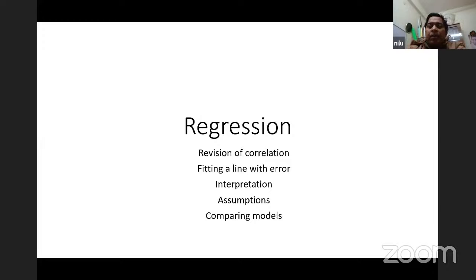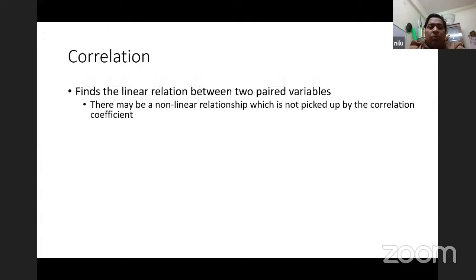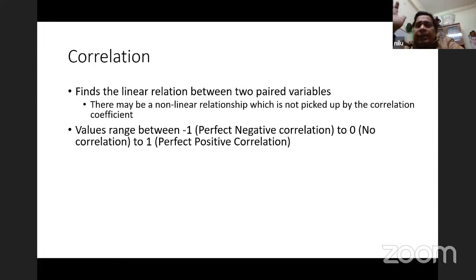But now let's start over here. Let's start with correlation. When we speak of correlation in statistics, correlation coefficients find the linear relationship between two paired variables. There may be a nonlinear relationship, mind you, which is not picked up by a correlation coefficient. That's why we have to graph the data. Now, for any correlation coefficient, the values range between -1 to +1 with 0 in between.